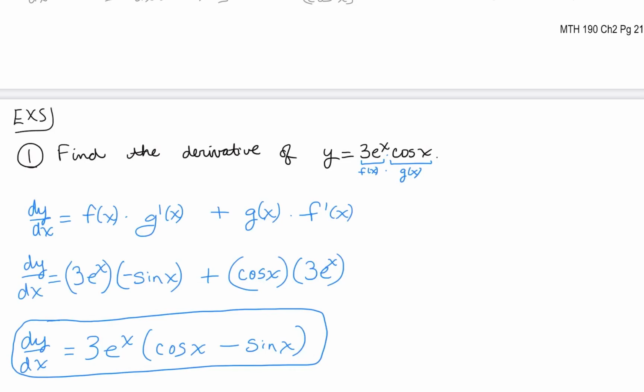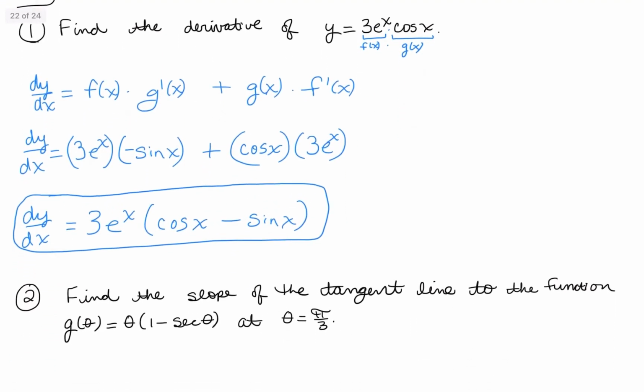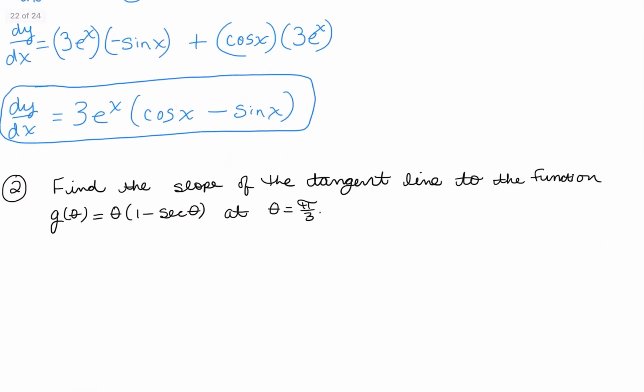All right, let's look at another one. Essentially, we're just going to be asking similar types of questions that we've already been working with, but now involving our new trig functions. So let's find the slope of the tangent line to the function g of theta equals theta times 1 minus secant theta at theta equals pi over 3.